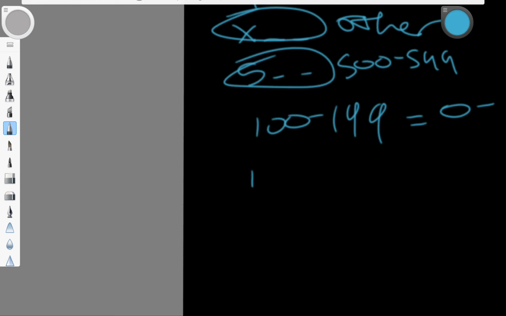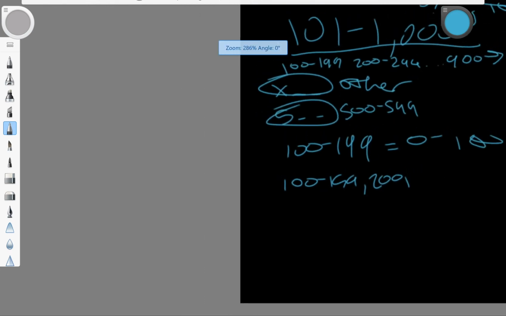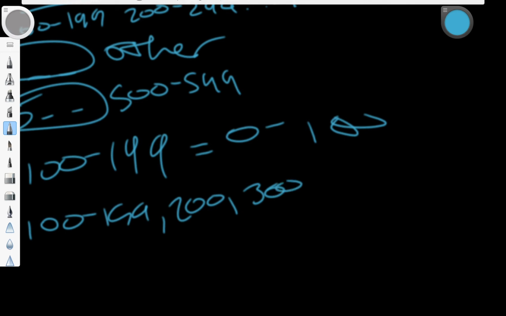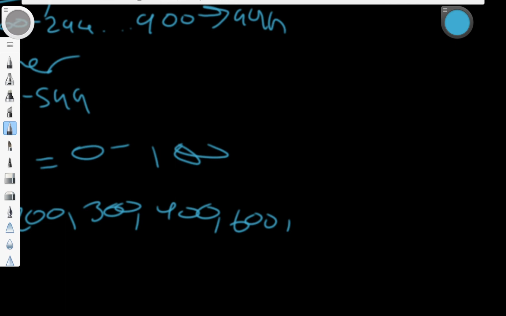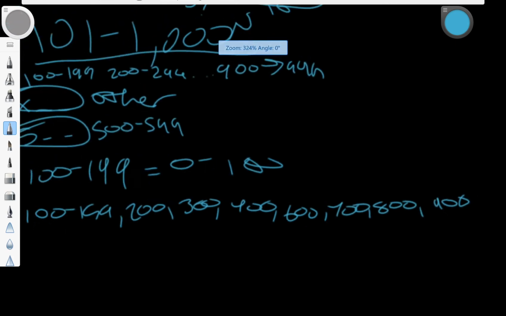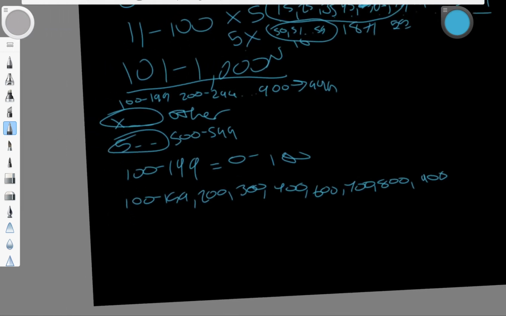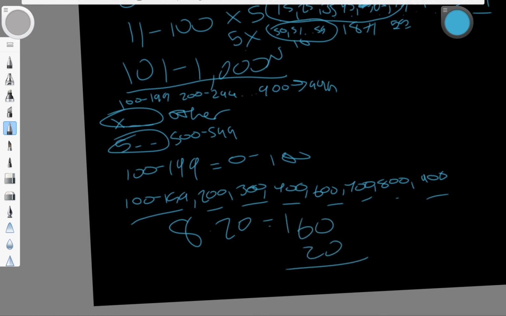So we have 100 to 199, 200, 300, 400, 600, 700, 800, 900, right? Each of these has 20, right? So 1, 2, 3, 4, 5, 6, 7, 8. 8 times 20, 160, and then add another 20 for 0 to 100, 180.